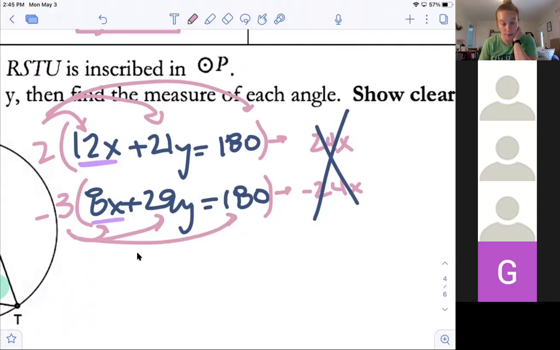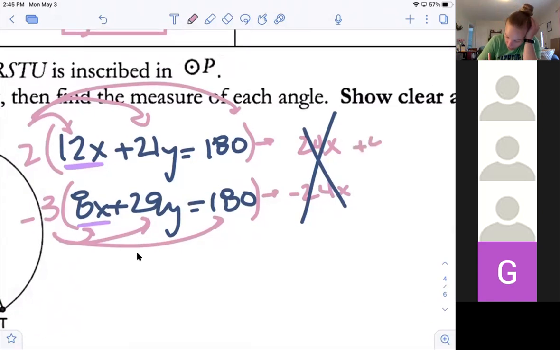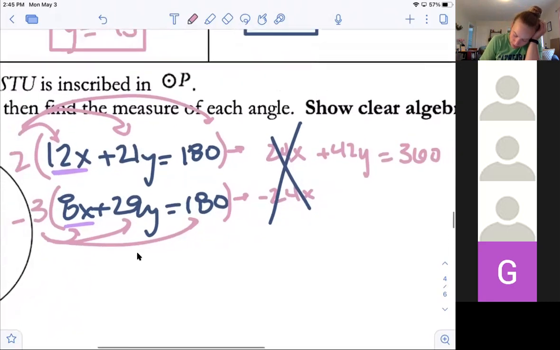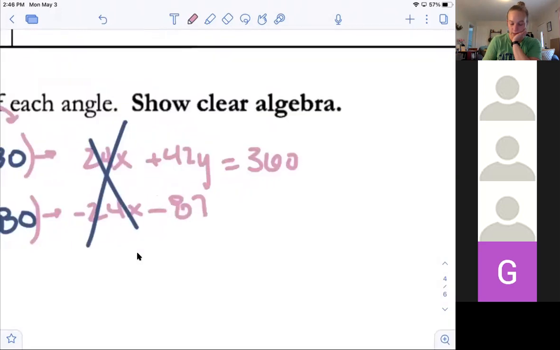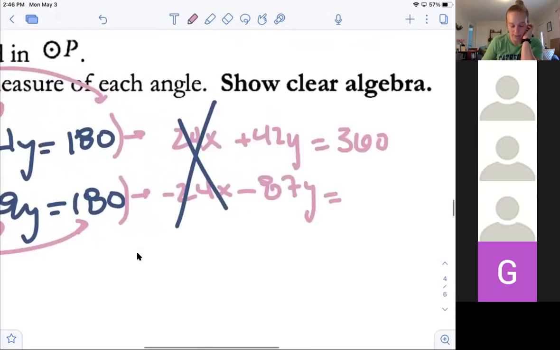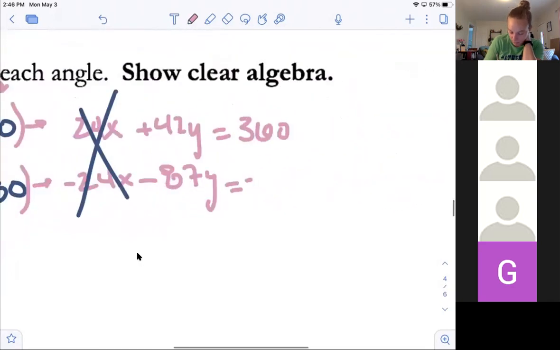Okay, I already have my first ones out. Then I've got to do 2 times 21y, which is going to be 42y, and then 2 times 180 is 360. Then I'm going to do negative 3 times 29, and that's negative 87y, and then 180 times negative 3 is going to be negative 540.